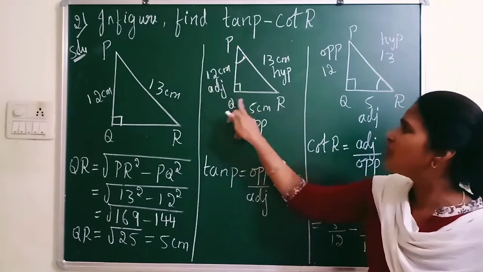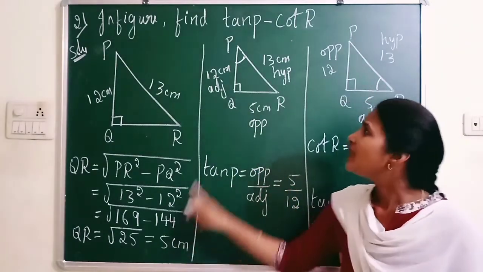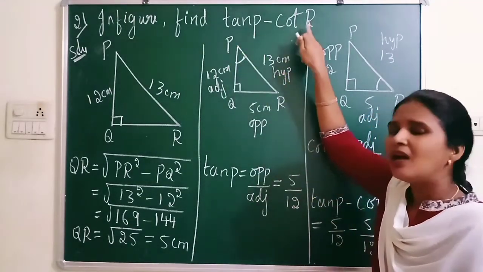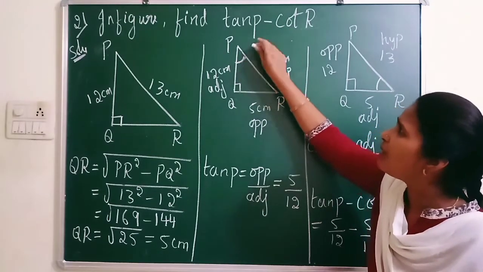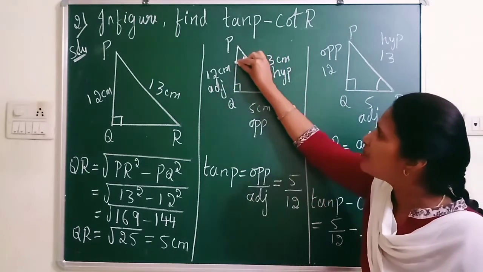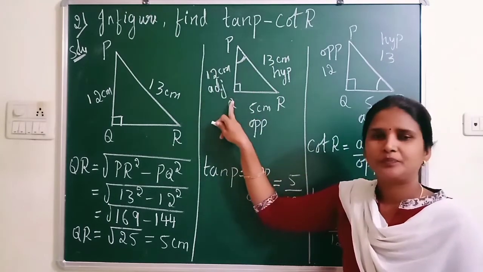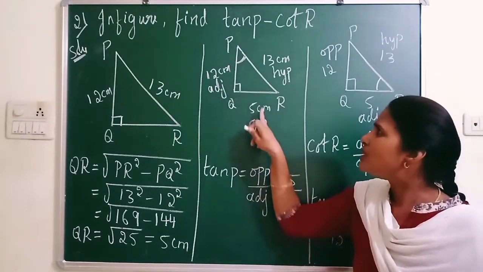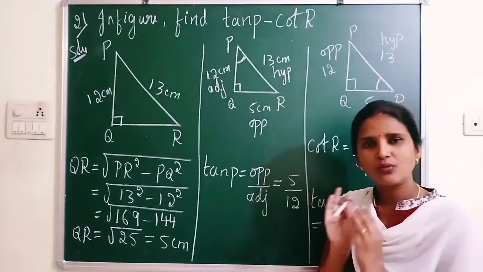Draw the same diagram PQR. In this, what I know is 13 is given, 12 is given, and QR I just now found out as 5. Now instead of doing tan P minus cot R at a time, I am finding tan P and cot R separately. When I want to find tan P, P becomes acute. I already said depending upon the acute angle, adjacent and opposite will interchange. So now if this becomes acute, what is opposite? Opposite is QR and adjacent is PQ. And the hypotenuse is fixed. It never changes because P is acute. Opposite to P is QR, and adjacent is PQ. So first you write this and then start.